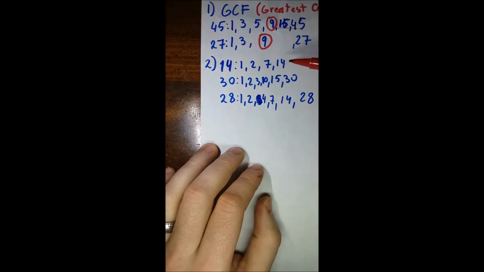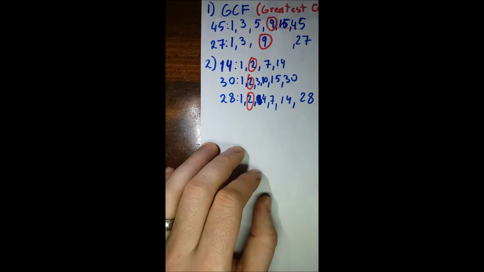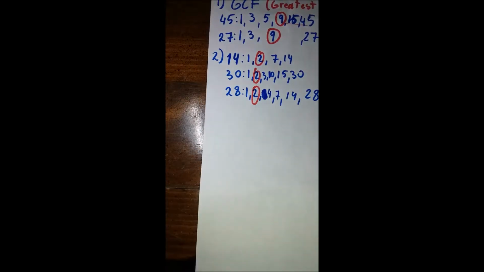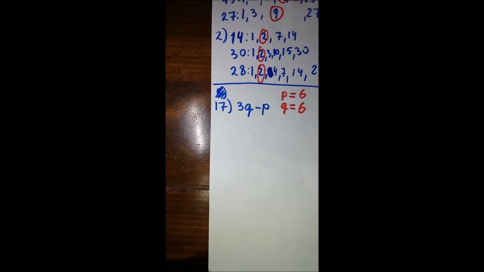common factor, the largest number that's present in all of those. So we know that 2 is present in all 3 of those. What about 7? 7 here, 7 there, but no 7 here. So 7 cannot be. 14, yes, yes, no. So the only answer is 2, the GCF of 14, 30, and 28.